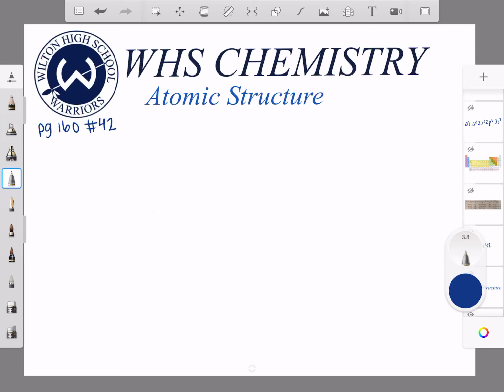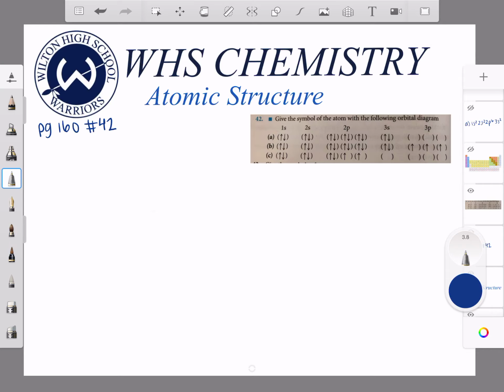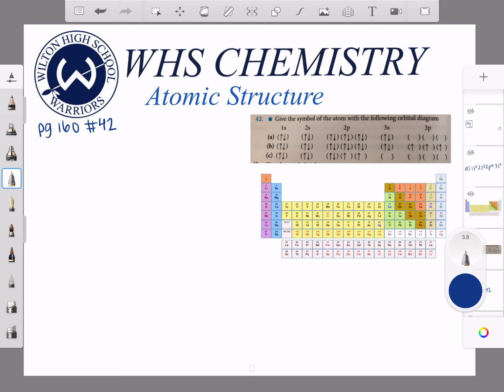So in this video, we're going to be talking about atomic structure. This is page 160, number 42. The problem reads, give the symbol of the atom with the following orbital diagram, and it gives us this in orbital notation. The first thing we need to do is put the periodic table again for reference.